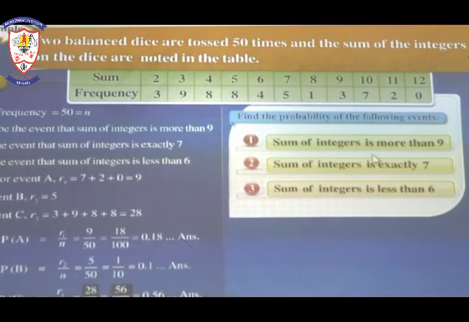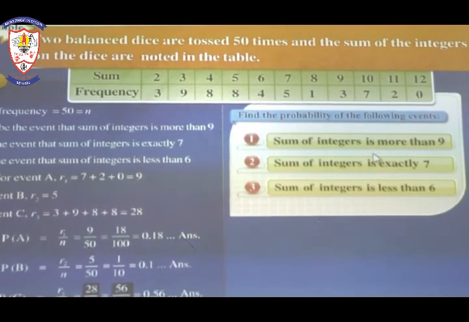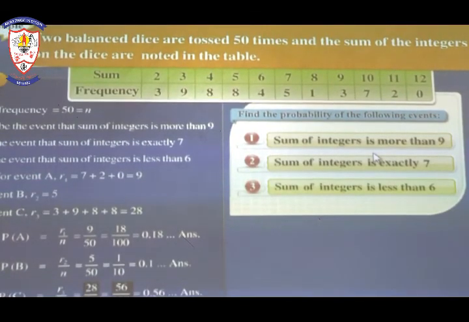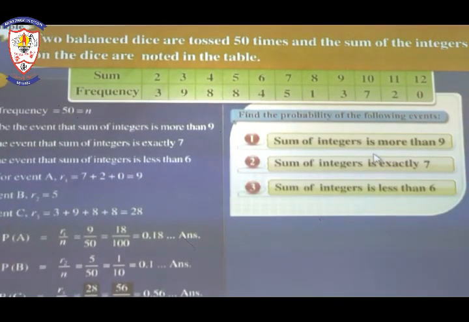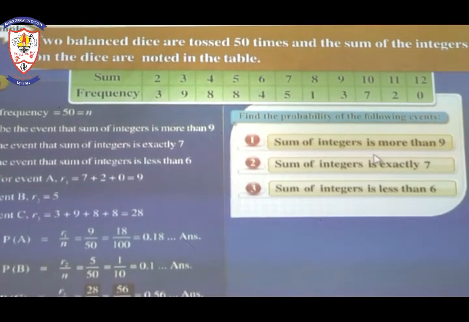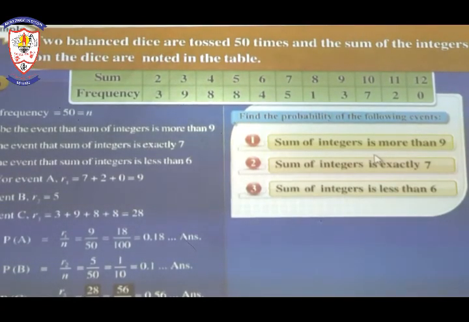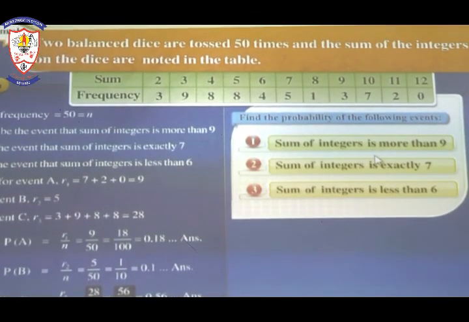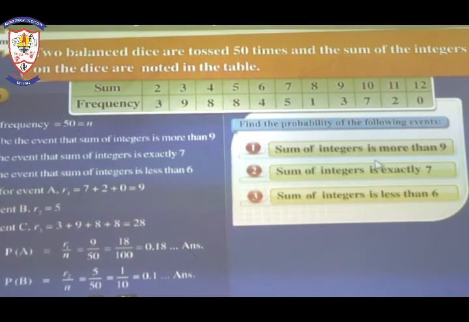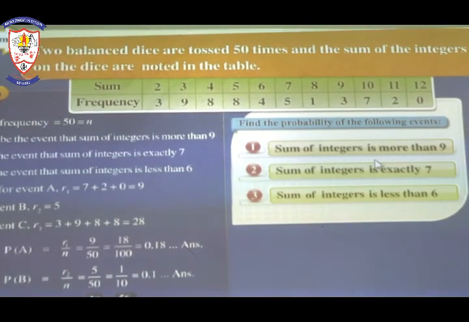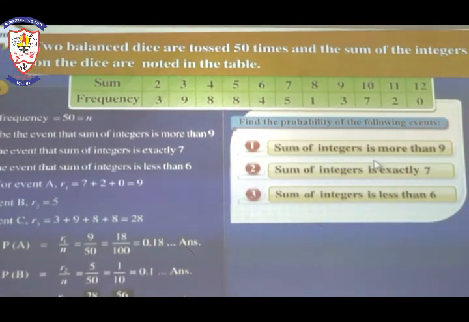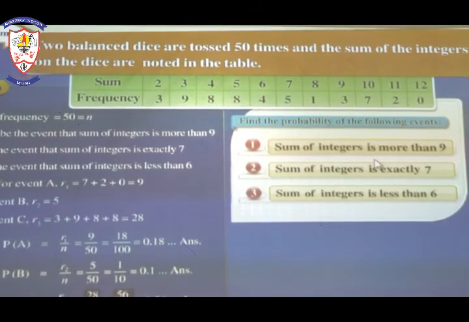Now students, we will consider one more example. Two balanced dice are tossed 50 times and the sum of the integers on the dice are noted in the table. The sums are 2, 3, 4, 5, 6, 7, 8, 9, 10, 11 and 12, and the respective frequencies are 3, 9, 8, 8, 4, 5, 1, 3, 7, 2, 0. Now we have to find the probability of the following events. The first event is the sum of the integers is more than 9.